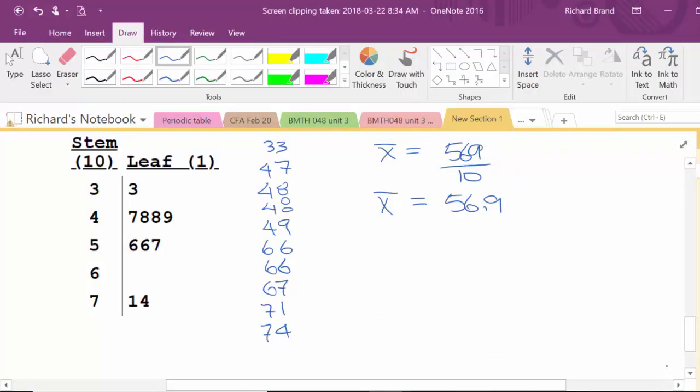All right, so I've taken the data from the stem leaf plot and I've ranked the data from smallest to largest. And then I found that the sum of all of these terms was 569. And then I divided that by 10 to give me the mean, which is 56.9. So the mean, 56.9, is in here somewhere.